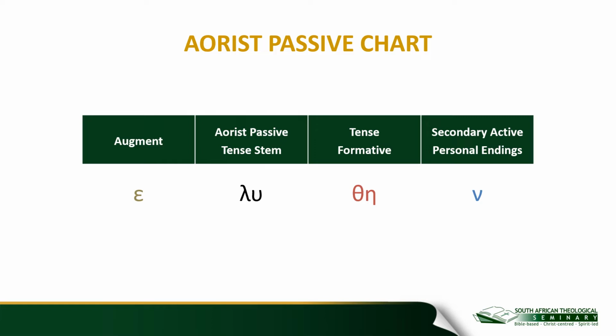And finally, the aorist passive uses secondary active personal endings. Of course, we would expect secondary endings because it's an augmented tense, and augmented tenses use secondary endings. The use of secondary active endings, however, is surprising, seeing as this is a passive voice. For now, just note that this is an anomaly. It uses the secondary active personal endings, even though it is the aorist passive.